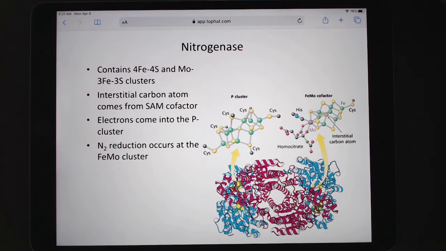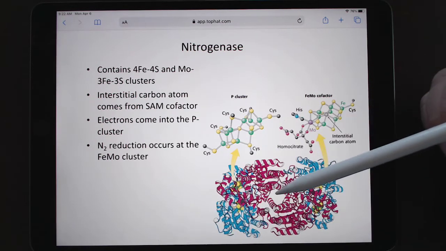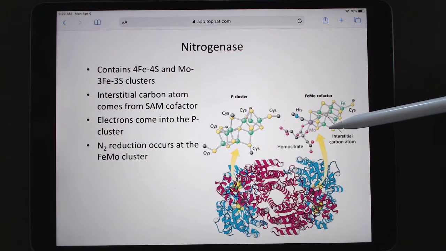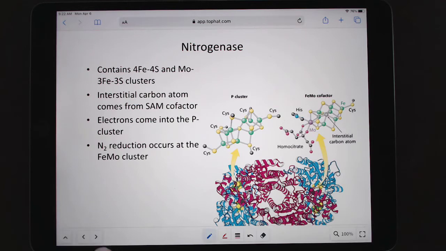That electron then gets put onto another iron sulfur cluster, which then can go onto a molybdenum, which is one of the few times you see molybdenum in nature. And so it's really the molybdenum that does the chemistry for this. This P cluster is what accepts the electrons. The electrons are then funneled to the iron molybdenum center to be able to actually do the chemistry.